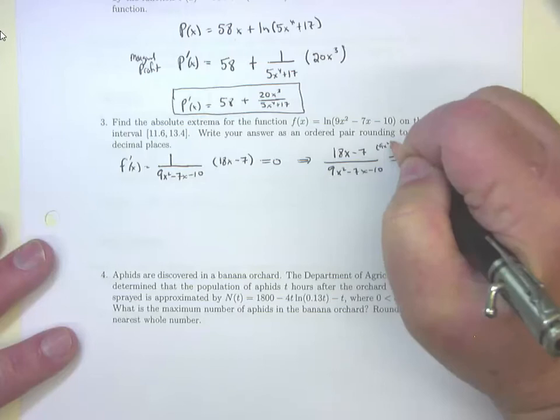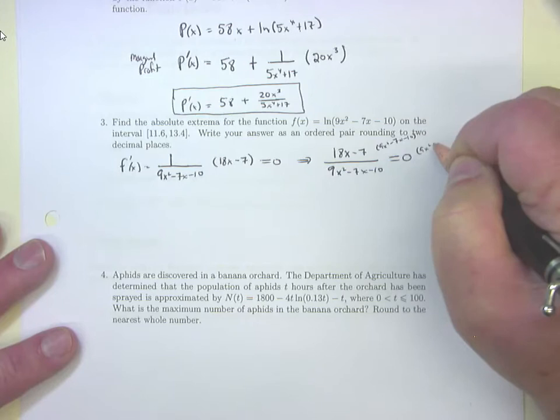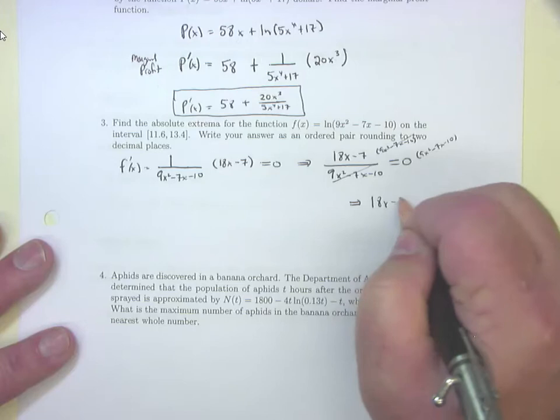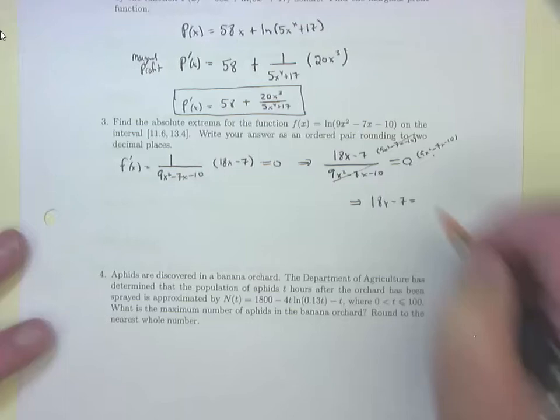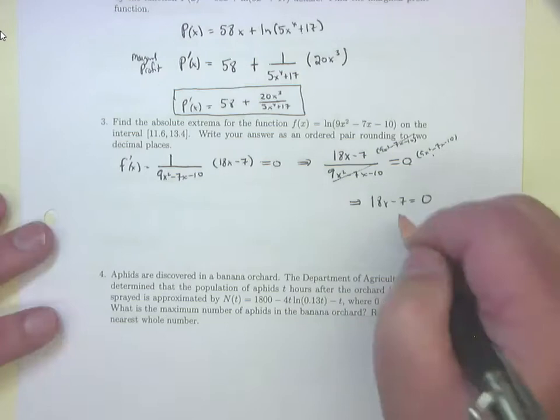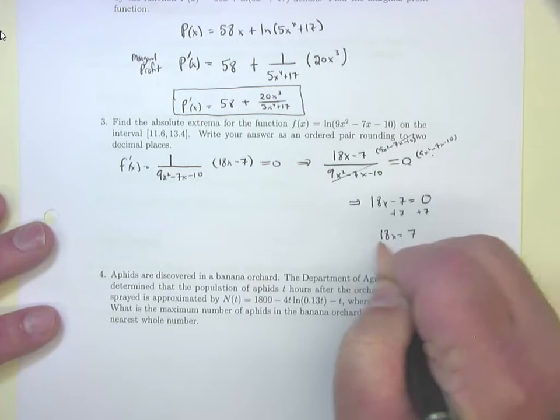9x squared minus 7x minus 10. If I do it to one side, I do it to the other. Multiply by 9x squared minus 7x minus 10. And the denominator completely cancels, and you're left with 18x minus 7 is equal to 0 times anybody, which is what? 0. When you're setting a fraction equal to 0, you multiply by the denominator, and it basically ends up the numerator equals 0. And solve for the numerator. Solving for x, I would add 7 to both sides. I get 18x equals 7. I'm going to divide by 18 on both sides, and I get x is equal to 7 18ths.